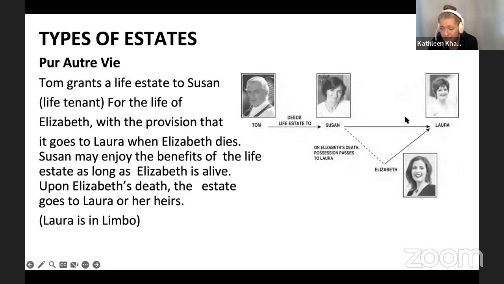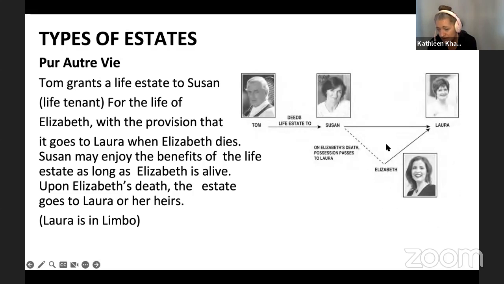So basically Laura's in limbo. She's not holding on to nothing, because she knows that in the future, either she or her heirs are going to receive this property. She's not really holding her breath because Elizabeth is at least 20 years younger than everybody on the top shelf up here. That being said, Susan gets to live in this property and she is kind of keeping tabs, making sure that Elizabeth is taking care of herself.